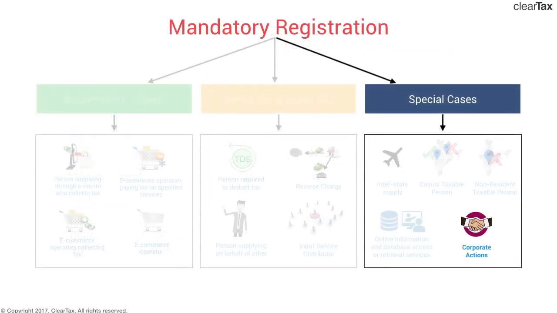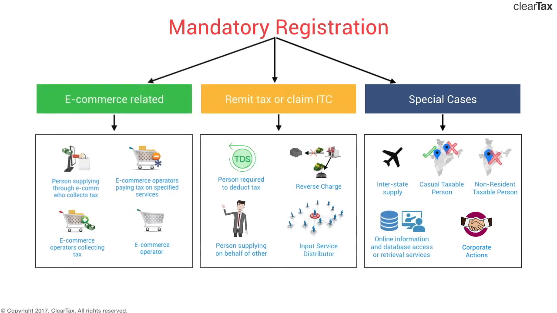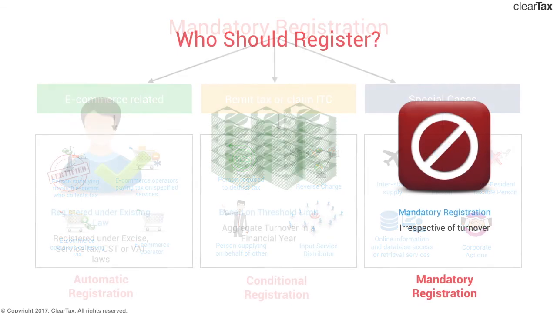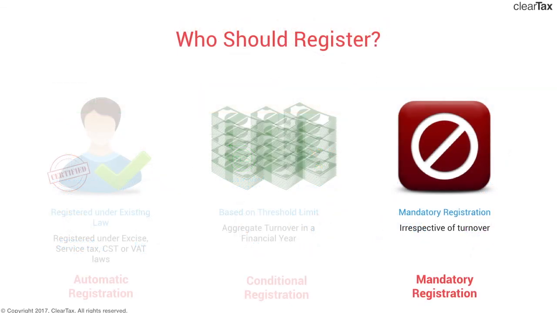And with that, we've completed checking into all 13 points under mandatory registration, all 13 categories of persons who are required to register whether they cross the threshold of aggregate turnover or not. So far in this section, we've seen all the 3 broad categories of people who are liable to register and the 5 people who are exempt from registration. In the next video, we are going to check out why a person should take voluntary registration. What are the benefits involved?